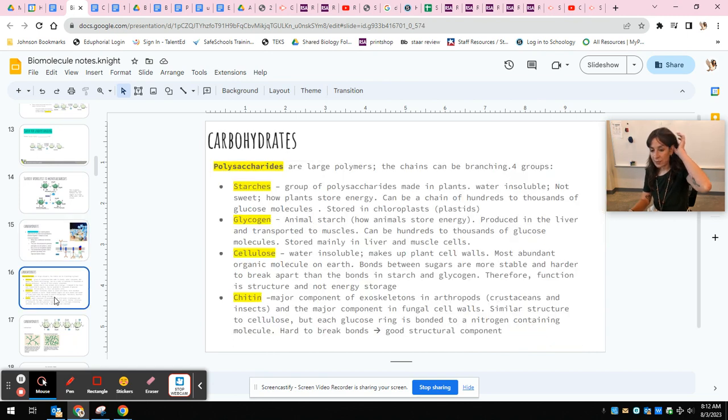Last but not least, we have polysaccharide, which I don't like how I wrote the definition here, but a polysaccharide is anywhere from hundreds to thousands of monosaccharides bonded together. And you need to know these 4 polysaccharides. Starches are polysaccharides that are made and stored in plants.